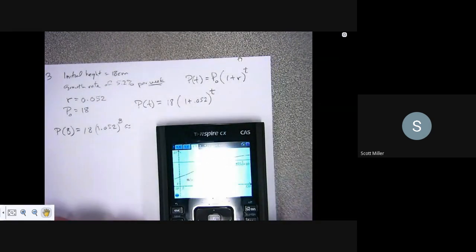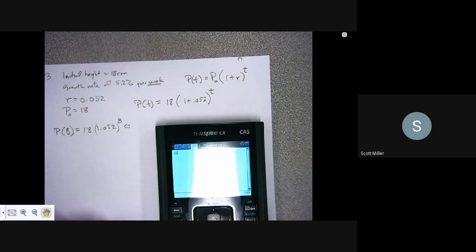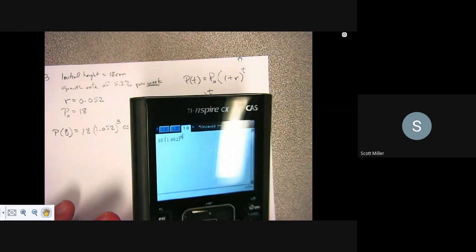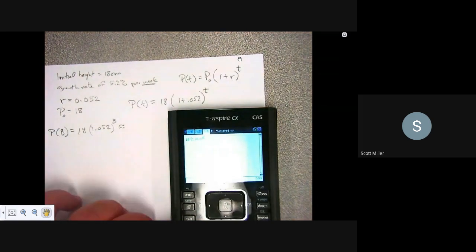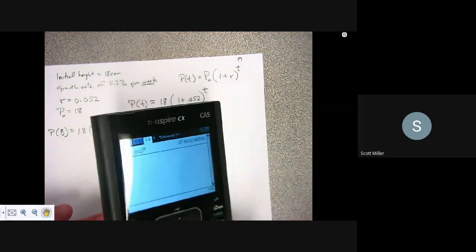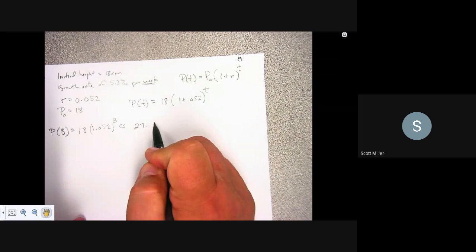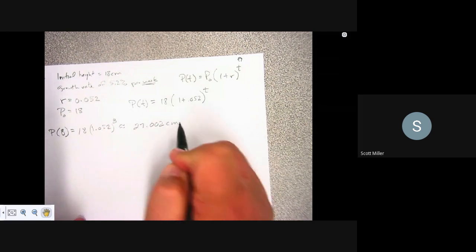So we grab our calculator. And we go 18 times, and then I would put a parenthesis just because 1.052 raised to the 8th power. Got a little glare there, but there it is. And if you hit Control and Enter, it'll give you a decimal. And so what is the height after 8 weeks? 27.002 centimeters, to 3 decimal places.